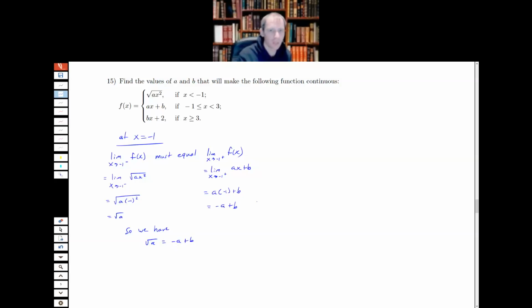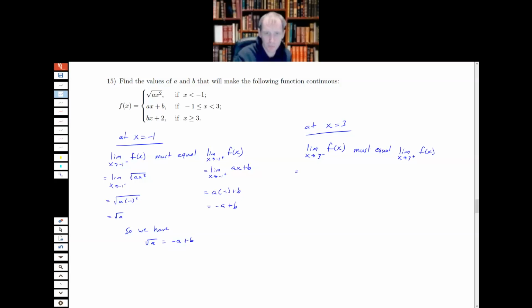That's helpful. So now what we're going to do is look at another point. At 3, right? That's the other place where our formulas change. So we're going to go through the exact same thing. We want the left and right limits to match. So the limit as x approaches 3 from the left of f of x must equal the limit as x approaches 3 from the right of f of x. Okay, so let's look at what those are.